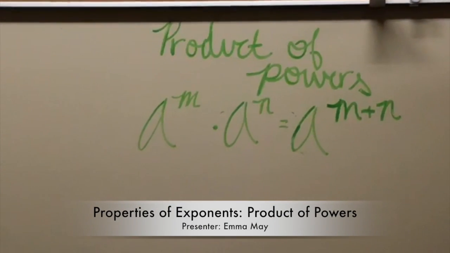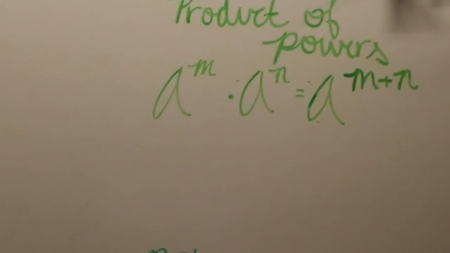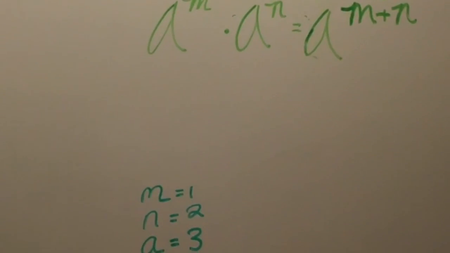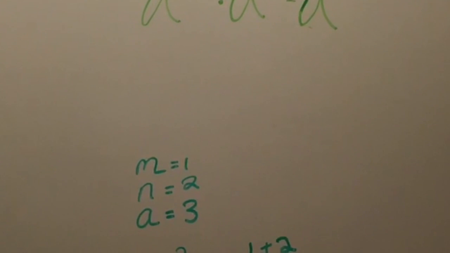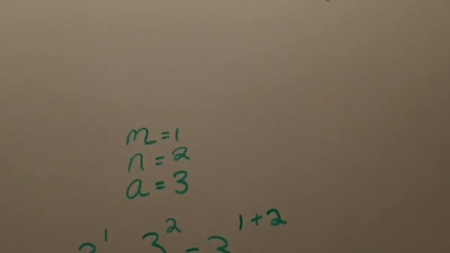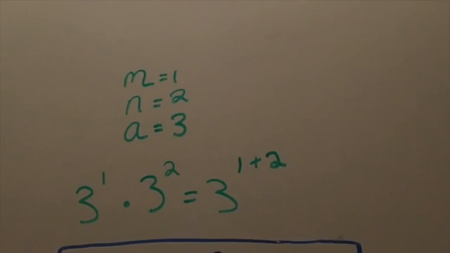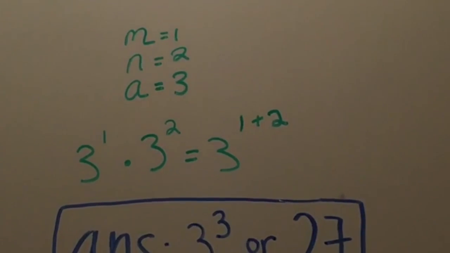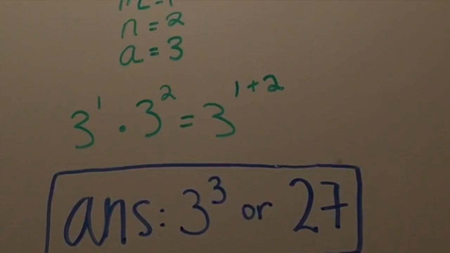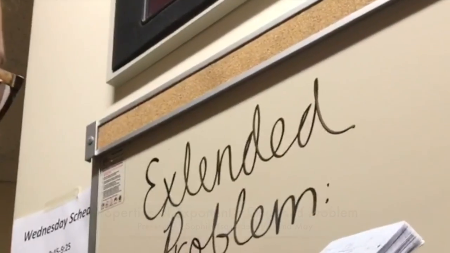Our final property of exponents is product of the powers, which is a to the m times a to the n equals a to the m plus n. In our example problem, m was equal to 1, n was equal to 2, and a was equal to 3. So your problem would be 3 to the 1 times 3 to the 2 equals 3 to the 1 plus 2. And when you add 1 and 2 together, you get 3. So your answer would be 3 to the 3, or if you simplified that, 27.